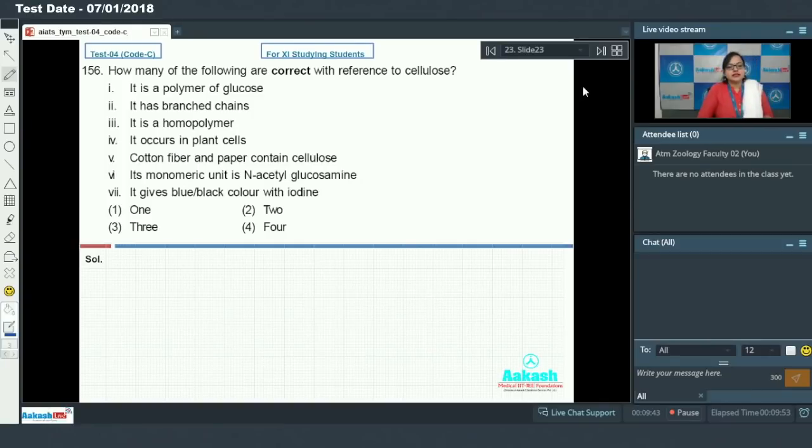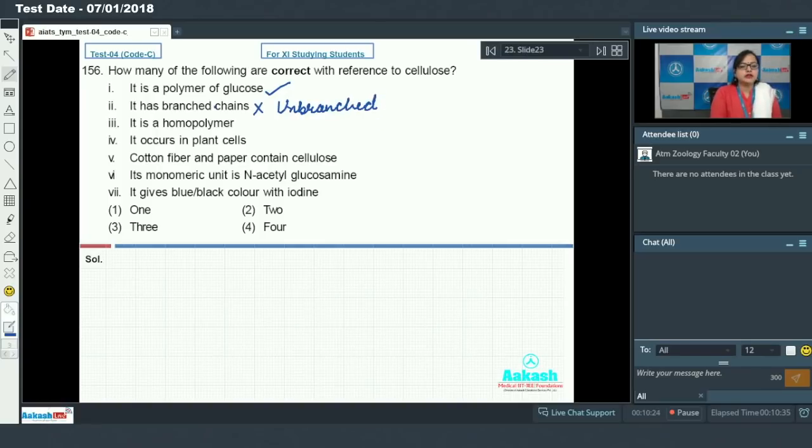Question 156. How many of the following are correct with reference to cellulose? Cellulose, you all know, is a polymer which is made up of glucose as monomeric unit. In first statement it is given it is a polymer of glucose. This is correct regarding cellulose. Statement 2 is given it has branch chain. This is incorrect regarding cellulose since it has unbranched structure.